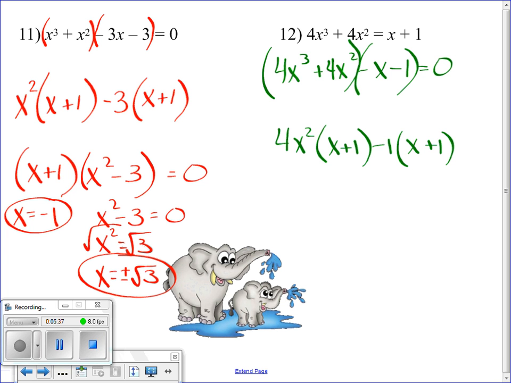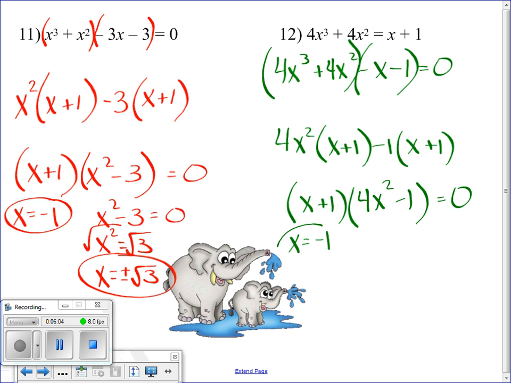So what's your common factor to both? Order doesn't matter, but that was just the question I asked. Good. So if I take out my common factor, I'm left with 4x squared minus 1. So there it is factored, taking out GCFs. Set each one equal to 0 and solve. So x equals negative 1. It's the easy one. Very nice.